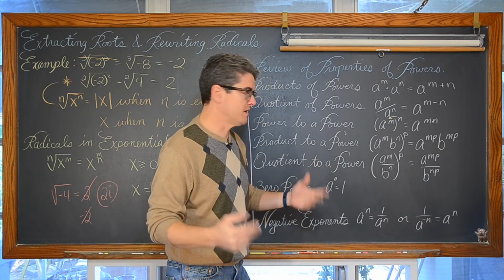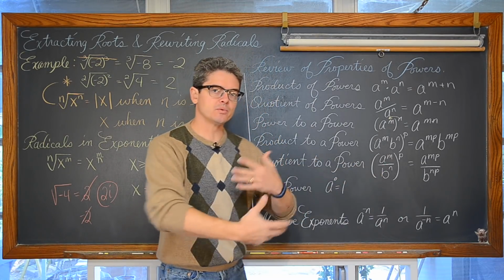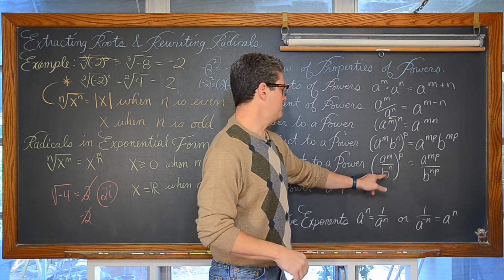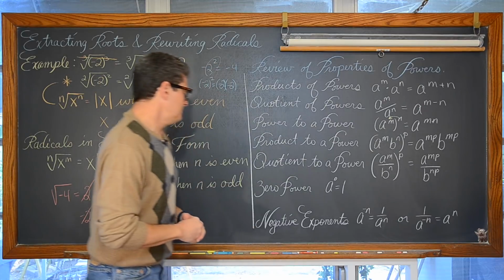Quotient to power, same thing. This is only one term. There's no addition or subtraction separating those terms. So a to the m to the p power and b to the n to the p power.